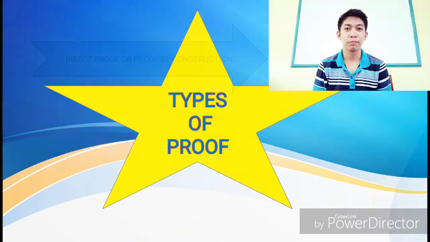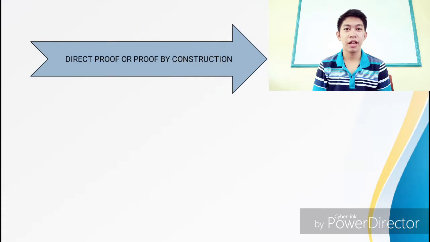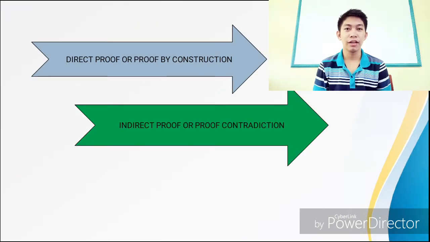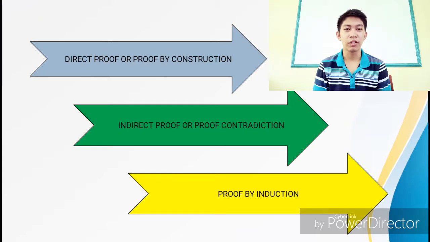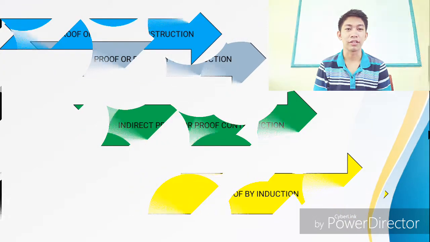Now, there are types of proofs. First is direct proof or proof by construction. Second, indirect proof or proof by contradiction. And the last one, proof by induction, or simply called mathematical induction.